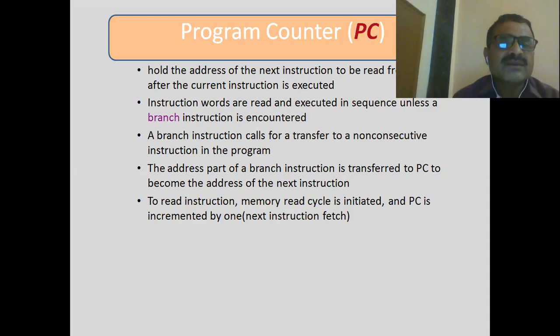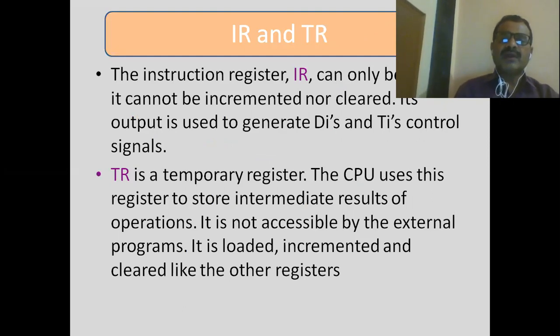When there is a case like that, a branch instruction calls for a transfer to a non-consecutive instruction in the program. The address part of a branch instruction is transferred to the program counter to become the address of the next instruction to be executed in the case of the basic computer. Now the question arises how to read the instruction. To read the instruction, a memory read cycle is internally initiated and the program counter is incremented by 1 so that the next instruction to be executed is fetched from the computer memory.